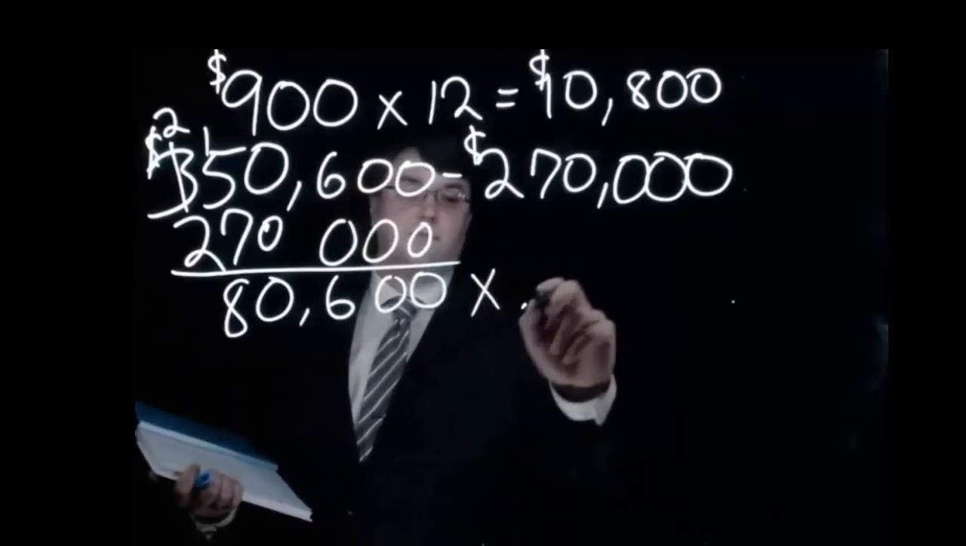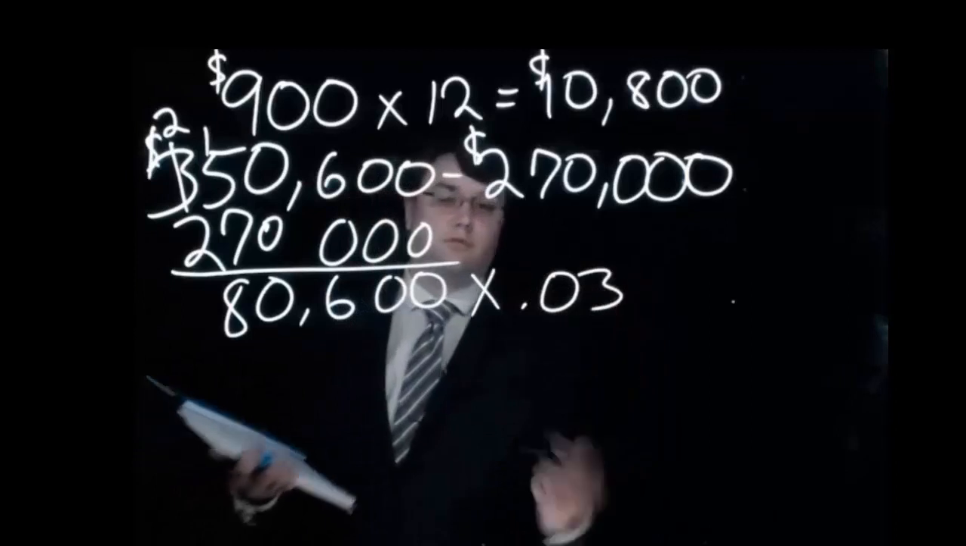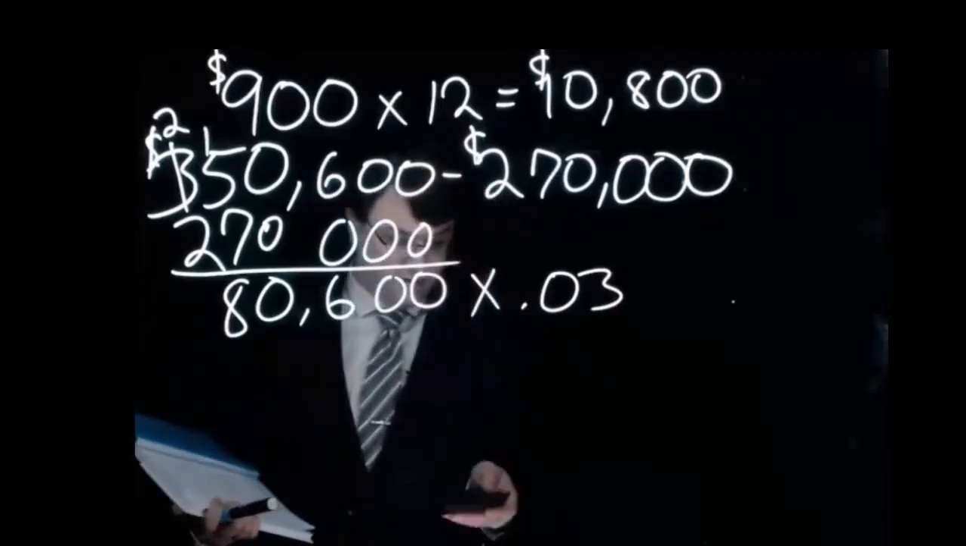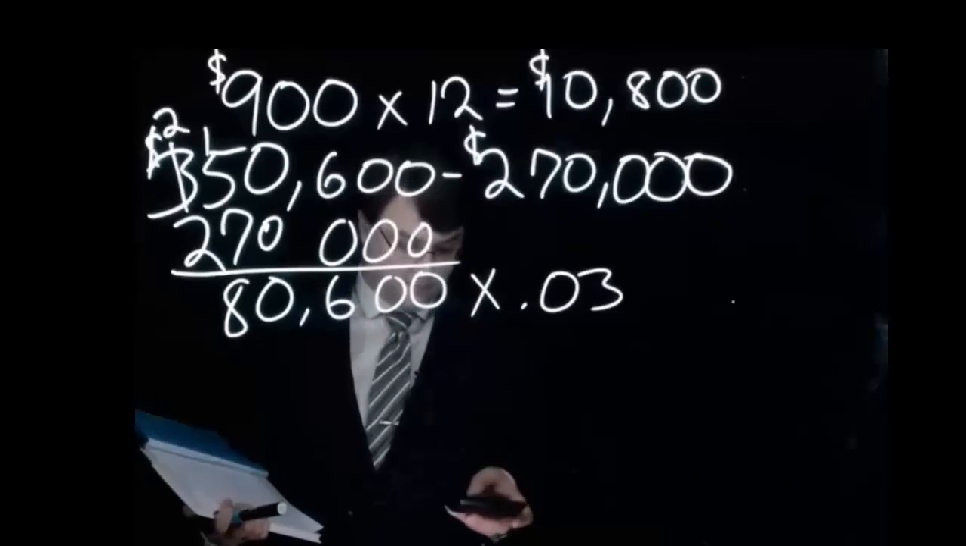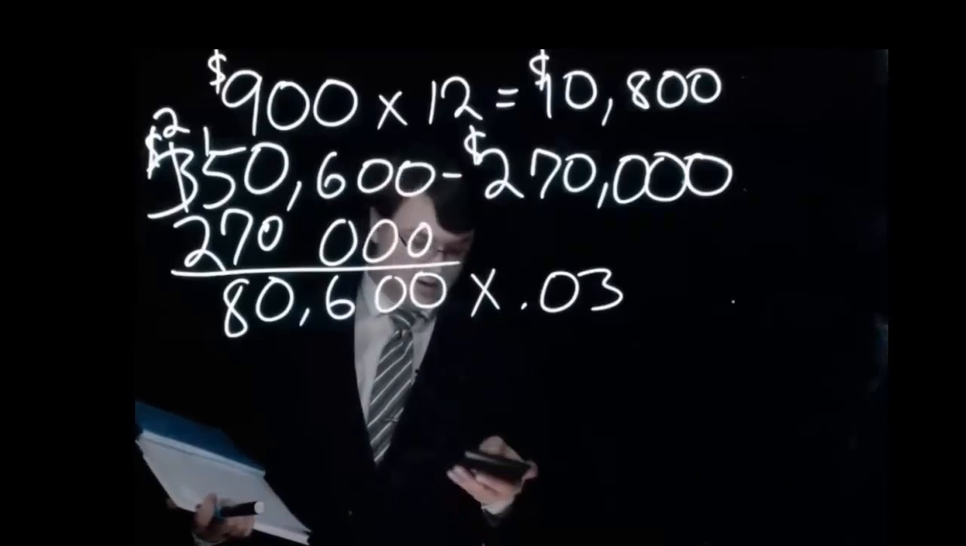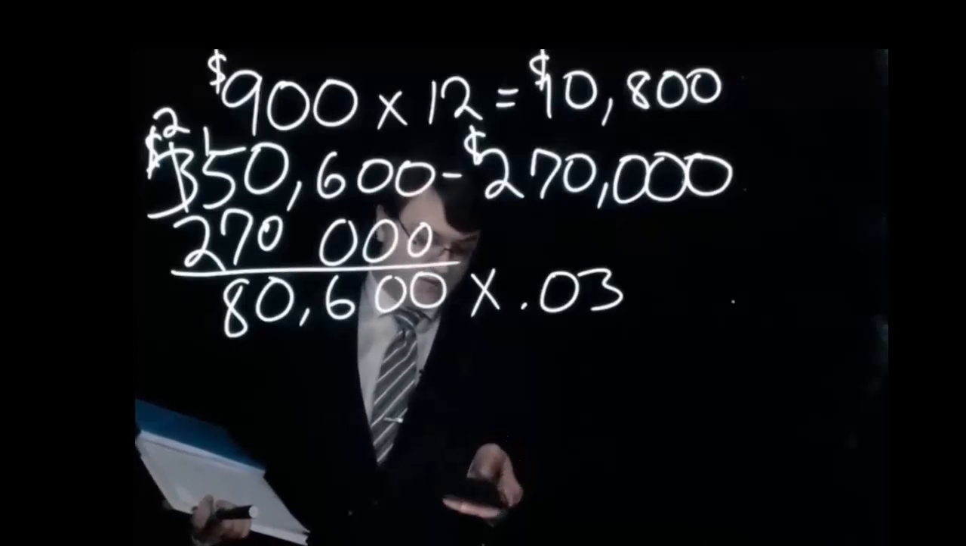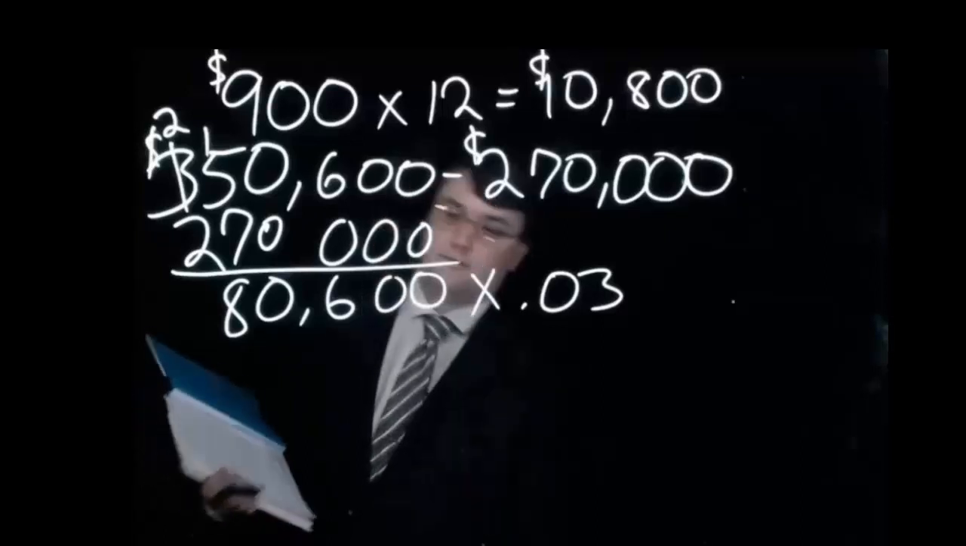So we have the 80,600 times 3%, or 0.03. Pull out the old mechanical brain here. I have 80,600 times 0.03, which gives us 2,418.